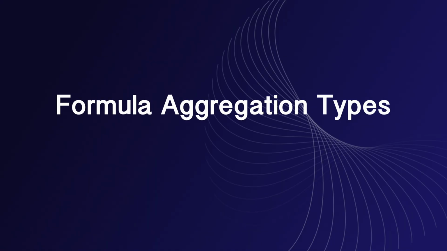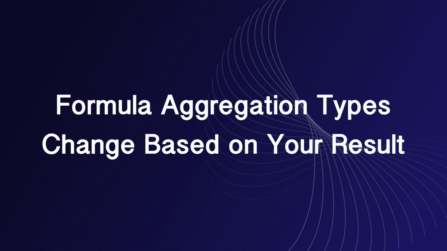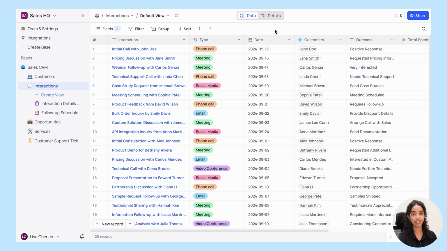Formula aggregation types change based on your result. Here's something even more intuitive. The aggregation types you can apply to a formula field depend on the type of the result your formula generates. Sounds obvious, but it's a feature that often goes unnoticed.